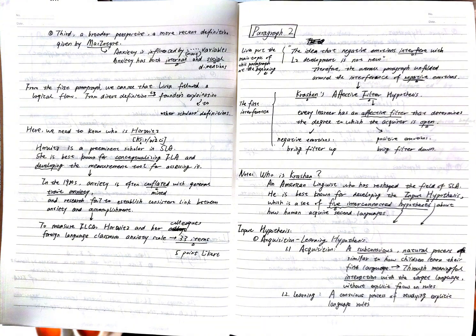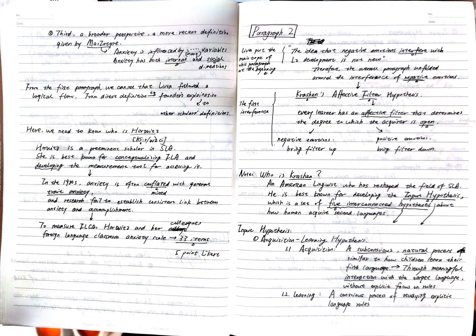So the first is the acquisition-learning hypothesis. It includes 2 different keywords or concepts. The first is acquisition, the second is learning. Acquisition is a subconscious, natural process similar to how children learn their first language through meaningful interaction with the target language, so without explicit focus on rules. So based on this definition, you can see that acquisition is quite different from learning, because learning is a conscious process of studying explicit language rules.